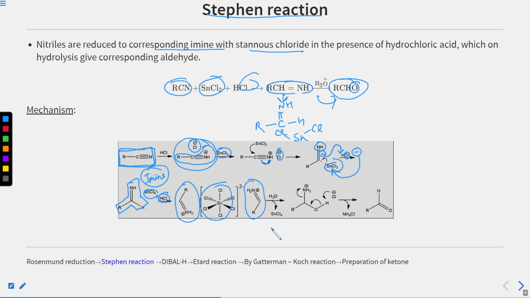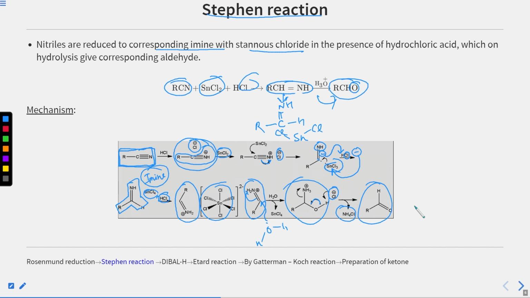So what is happening here is that, suppose there is an H2O molecule, it will attack on this side. This will move here, and further this H plus will be transferred from oxygen to nitrogen to form this kind of thing. Clear? Now we are left with this SnCl4, 2 Cl minus are kicked out. So one of the Cl minus will take the H plus and will result in this kind of aldehyde plus NH4Cl. So this is the overall reaction.